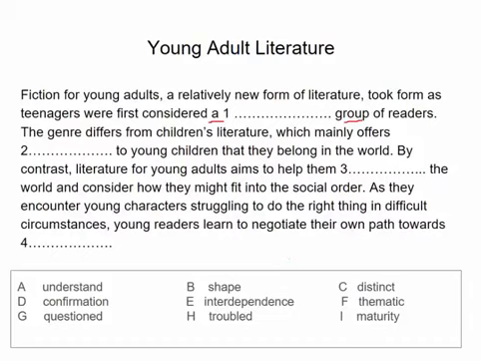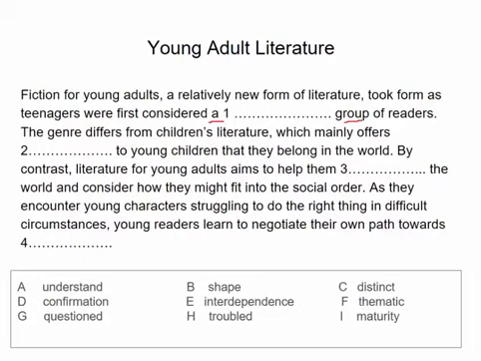How about number 2? The genre differs from children's literature, which mainly offers blank to young children. Well, you might know that offer is a transitive verb. That's a grammatical concept there. It can have an object afterwards, and objects are nouns. So to complete this phrase, we could say, which mainly offers what? The answer is going to be a noun there. And so we could have a pretty good guess that the answer choice we need to fill in for number 2 is going to be a noun.